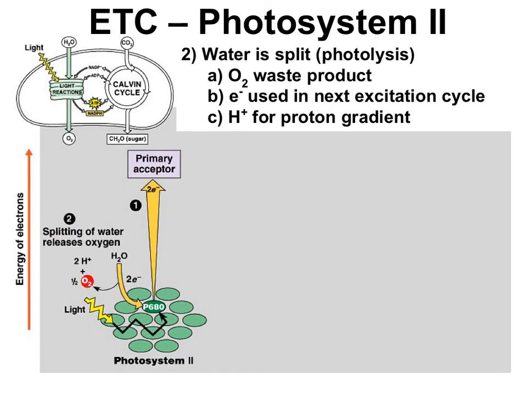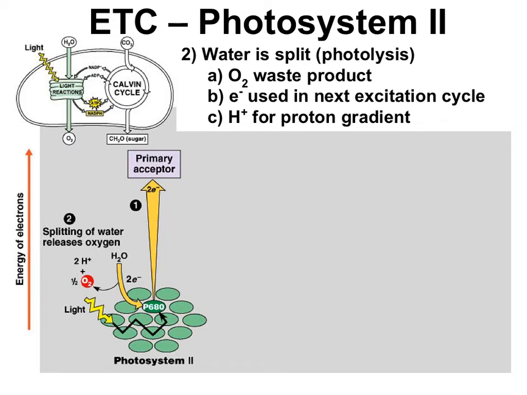After energizing the electrons, the reaction center chlorophyll needs to replace the electrons it just lost. So the reaction center pigment gets new electrons by splitting water, a process called photolysis. Photo meaning light, and lysis meaning split. When water is split, the electrons are used in the electron transport chain. The hydrogens are used to help build the proton gradient, and the oxygen is a waste product.